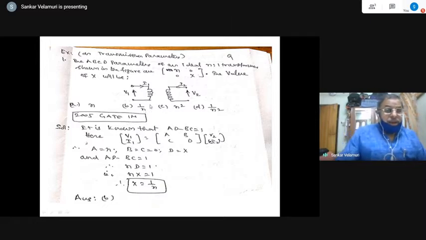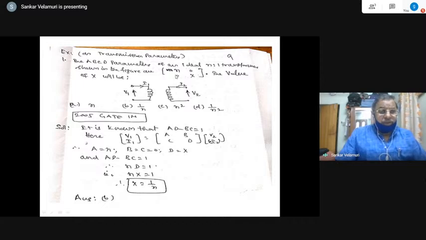So by comparing the corresponding coefficients of the matrix which is given for the ABCD parameters, A will be equal to N, D will be equal to X. So AD minus BC equal to 1, and of course BC happen to be 0 here. So N into D equal to 1. So N into X is equal to 1. Therefore X is equal to 1 by N. That is why I said it is a simple problem.